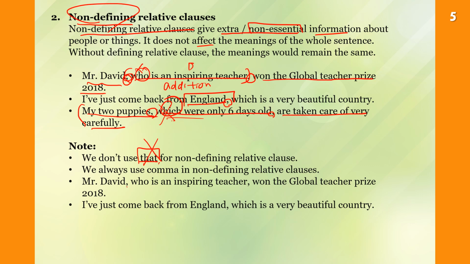Mr. David, comma, who is an inspiring teacher, comma, won the Global Teacher Prize 2018. So this is the main sentence, which doesn't need this, but if you want, you can use this as additional information. And I've just come back from England again. So this one is enough. And then you have comma with this non-defining relative clause.